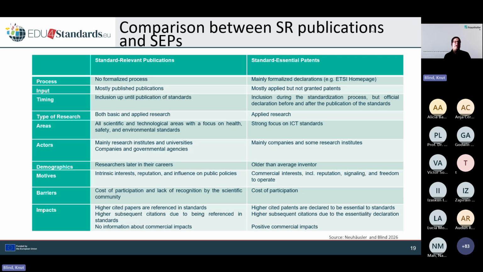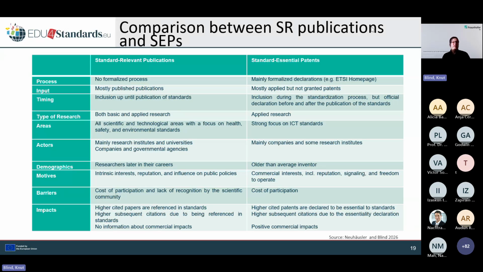For standard relevant publications, the tension is not so critical. Therefore, there's no formalized process. The papers are published. They are also fixed in a specific edition of the standard. It means here the dynamics is not as high in comparison to standard essential patents, which can also be declared after the publication of a standard.